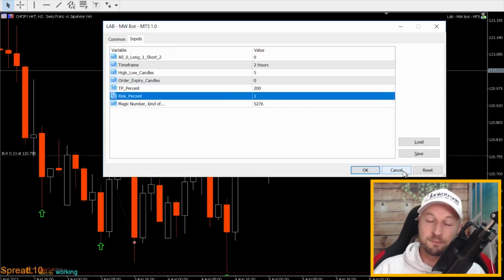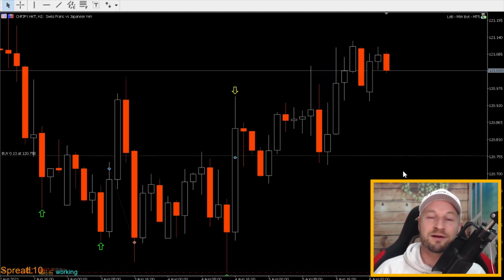So it's a pretty simple robot. The next one that I've got coming out is actually very complex, a lot more complex than this. So stay tuned, and I'll be showing you how that one works very soon.